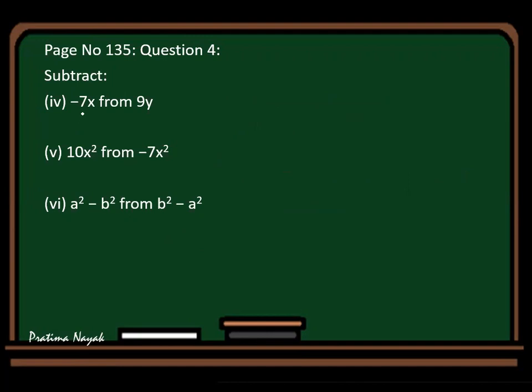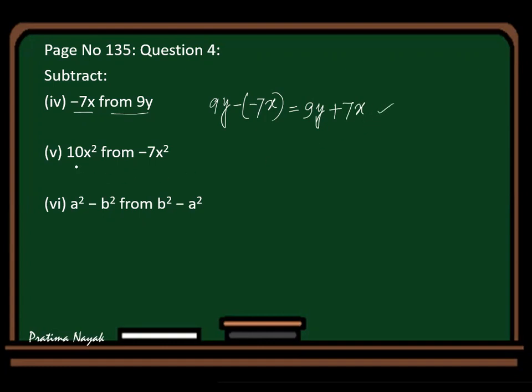Next is subtract 7 minus 7x from 9y. So 9y subtraction, put a bracket, then write negative 7x. So how much will it be? 9y plus 7x. No more simplification, because they are unlike terms. So the answer will be as it is.